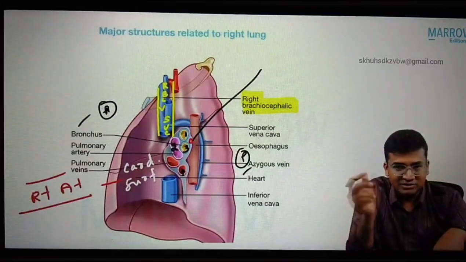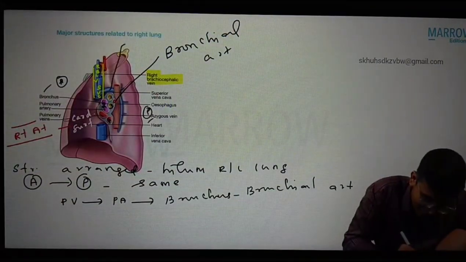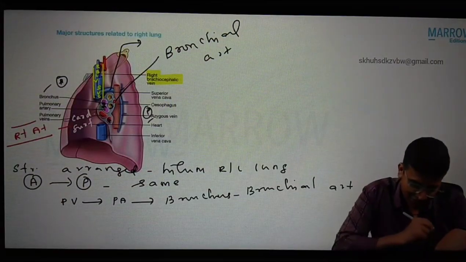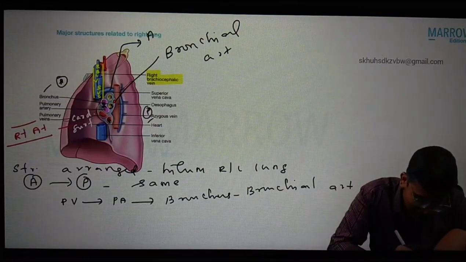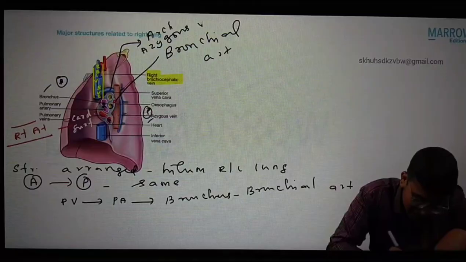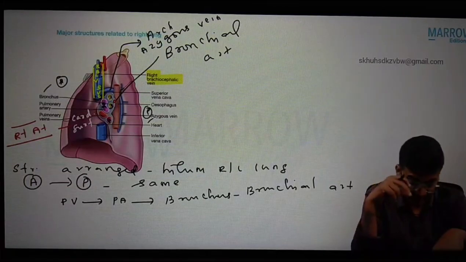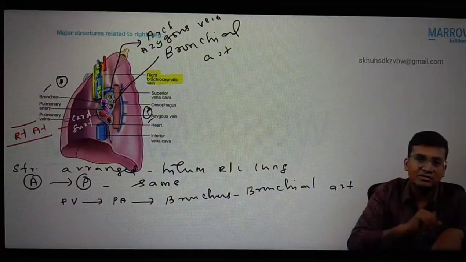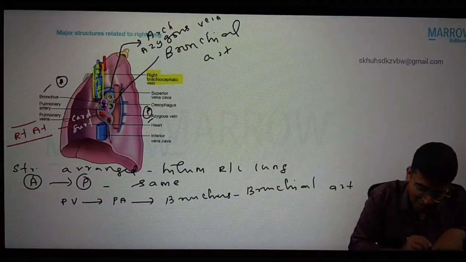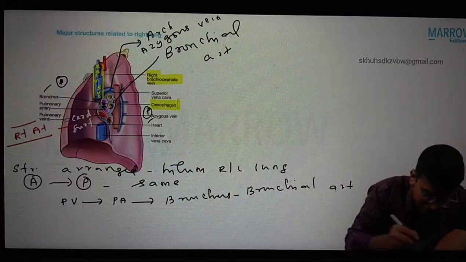Now, above the hilum, we are seeing one arch. Above the hilum of the right lung, we see the arch, and that arch is for the arch of the azygos vein. Okay? Right. Now, behind the hilum of the right lung, we have the vertical impression for the esophagus.